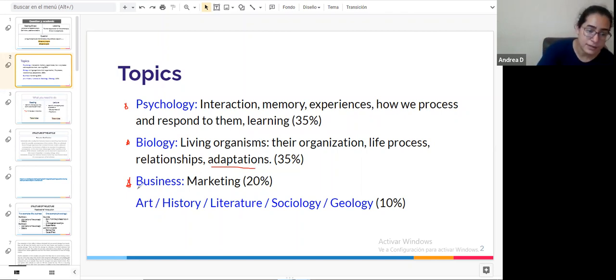And then you have business. When you have business, it's not hardcore business like finance or economics. It's towards the side of marketing, advertising, techniques. We could say maybe the psychology of business. And that's it. So psychology, biology, or business.